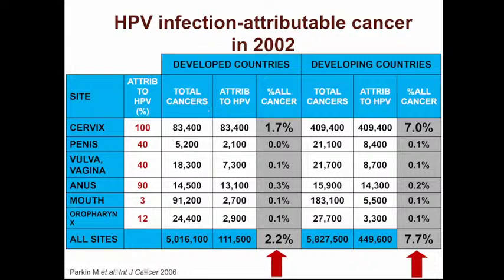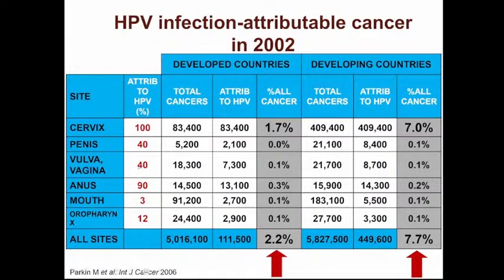That's equivalent of, this now must be close to 100,000 cases, total cases, and all of them would be attributable to HPV. And cancers of the cervix globally in developed countries account for almost 2%. But for developing countries, this is a whopping 7%. So it goes up by almost 4 times. Penile cancers, HPV is attributable to 40% of penile cancers globally.